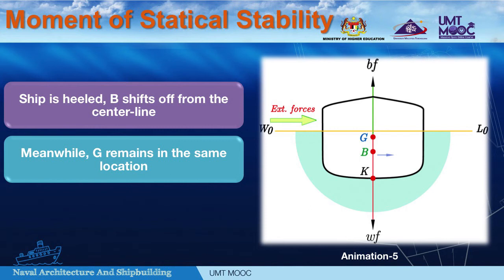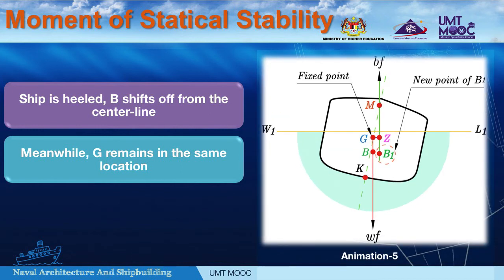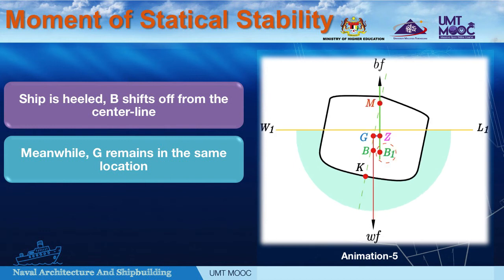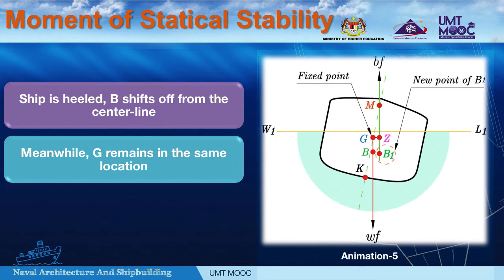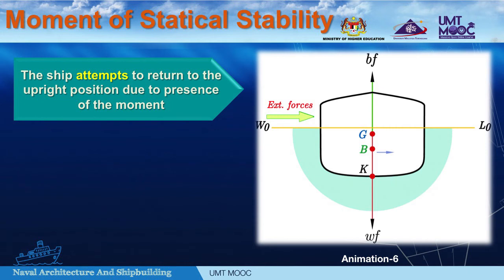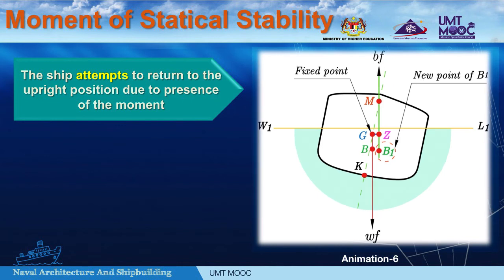Dear all students, the next related term on the transverse stability of a ship is the moment of statical stability. Let us see animation 5 here. It is shown that when the ship is heeled, the buoyancy point shifts up from the center line, while the gravity point remains in the same location. Referring to the movement of the buoyancy point as shown in the previous slide, it results in the forces of gravity and buoyancy acting in opposite directions.